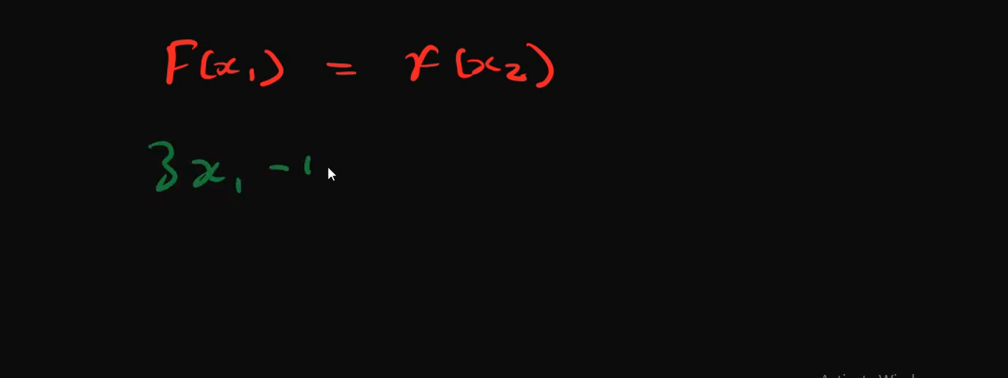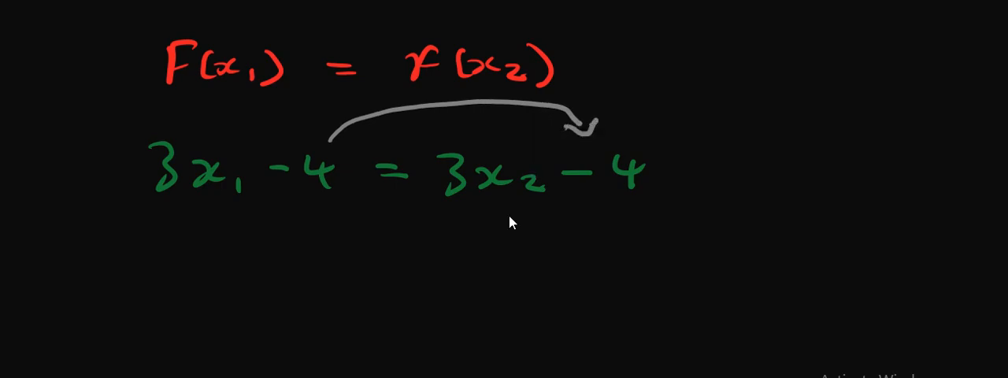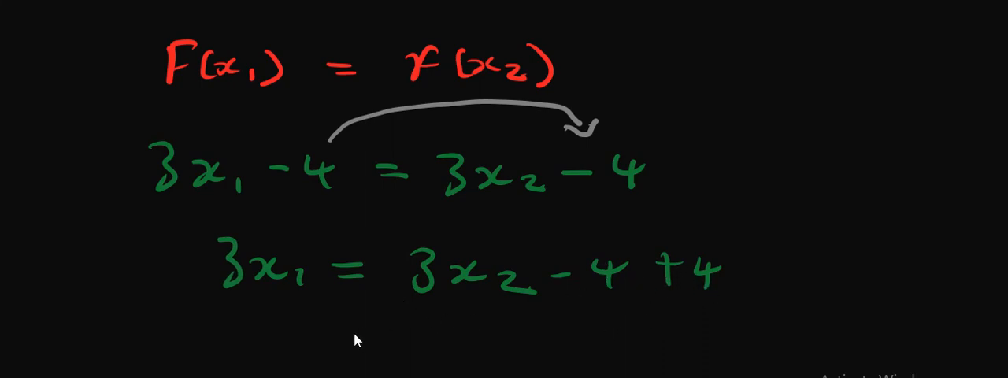3x1 minus 4 should be equal to 3x2 minus 4. In this case, we are going to take this 4 to the other side. We are going to have 3x1 is equal to 3x2 minus 4 plus 4. Since negative 4 plus 4 is simply equal to 0, our next part is going to have 3x1 is equal to 3x2.